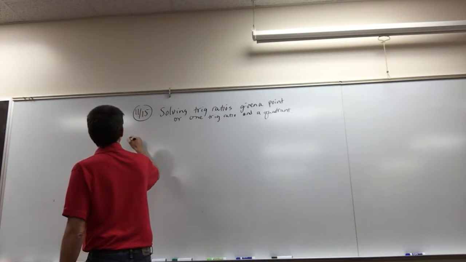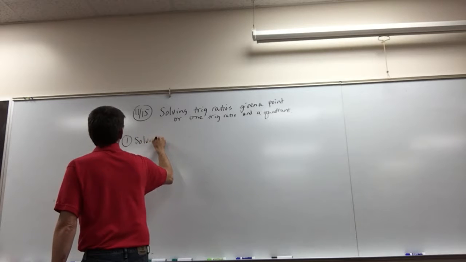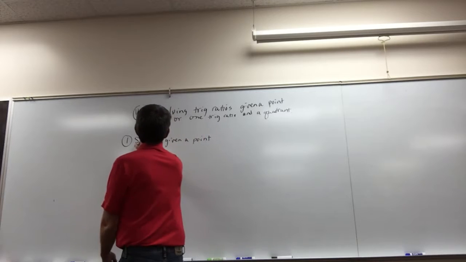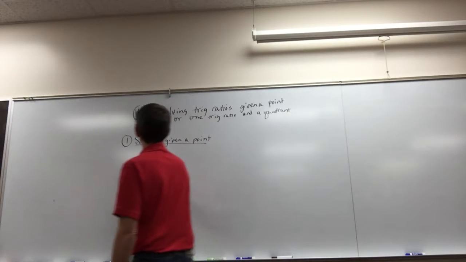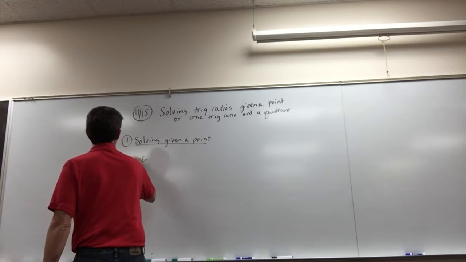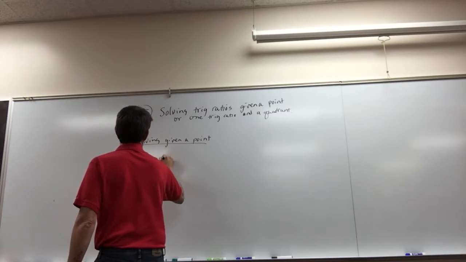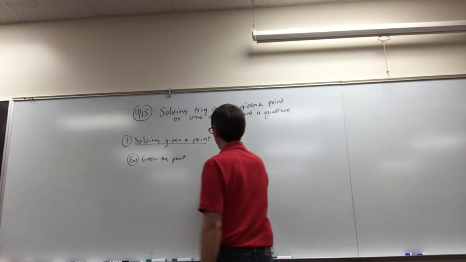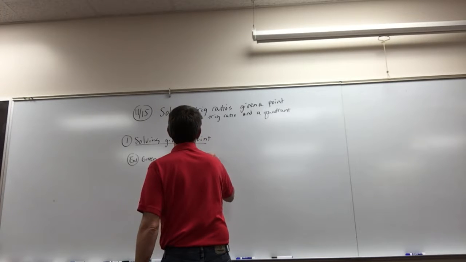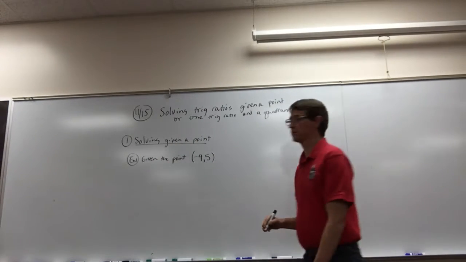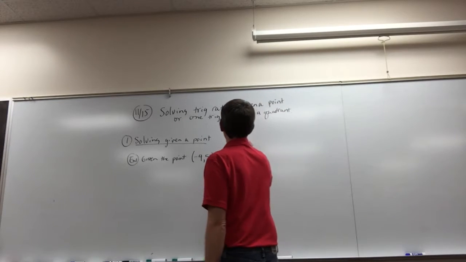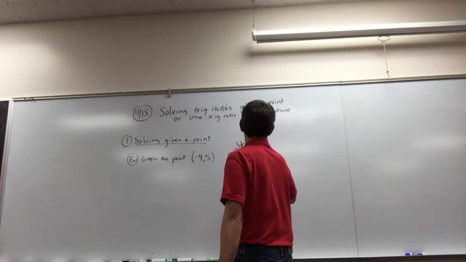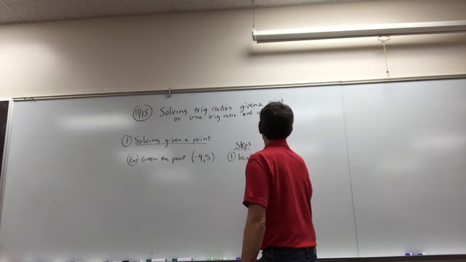So the first one I want to look at is solving given a point. It would be something like, given the point -4, 5, find all 6 trig ratios using this point. So steps for doing this. The first thing you're going to do is locate the point in the correct quadrant.